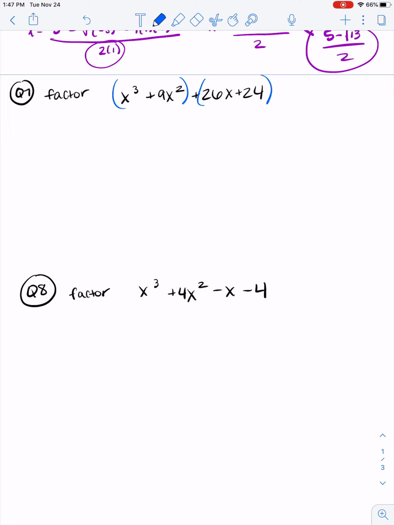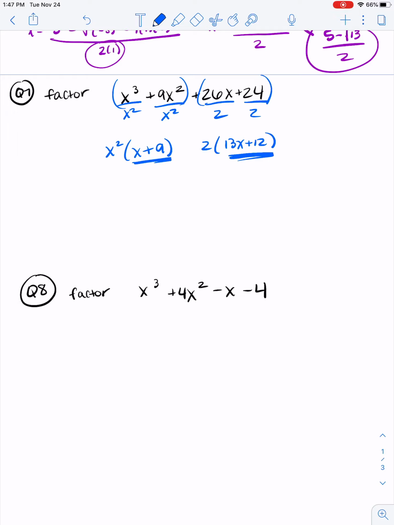So if I try factor by grouping, these two terms have x squared in common. So when I take that out, I would have x plus 9 left over. These two terms, all they have in common is 2. So if I take a 2 out, all I have left is 13x plus 12. Since those two groups do not match, I can't use this method of factoring here.